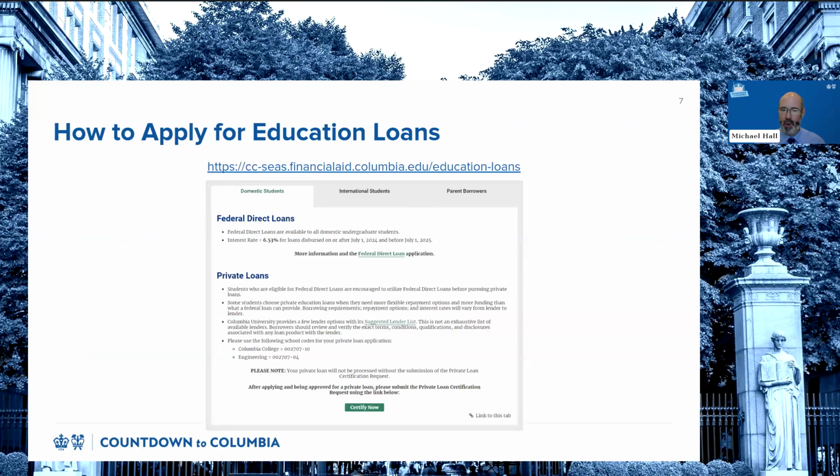The trick with private loans is, one, they are all credit-based. And two, they do vary a lot more in terms of their interest rates, terms, and conditions. So it's not something I can go into a whole lot of detail on here because it is such a varied marketplace. But if that 9% on the PLUS loan looks a little high for you, this is certainly something you could look into, shopping around for interest rates. We do have good information on our website about private loans in general, as well as a short suggested lender list of lenders we've worked with in the past at Columbia, and know that they're solid companies and reliable in terms of their customer service and things like that.